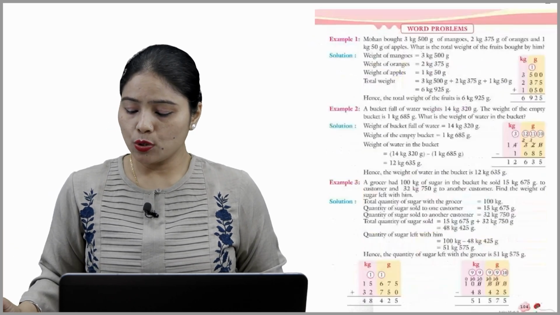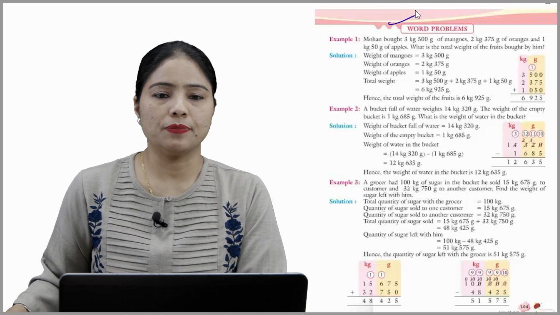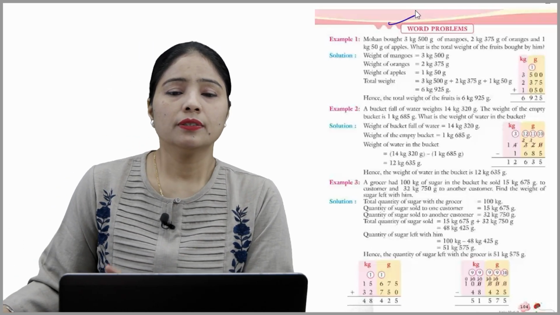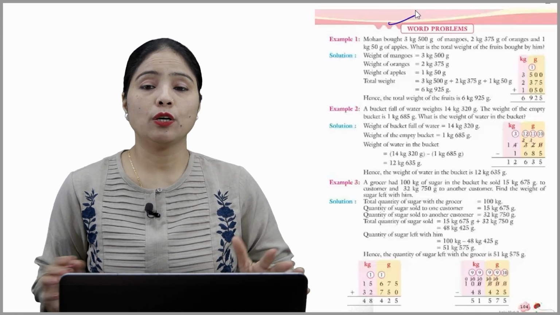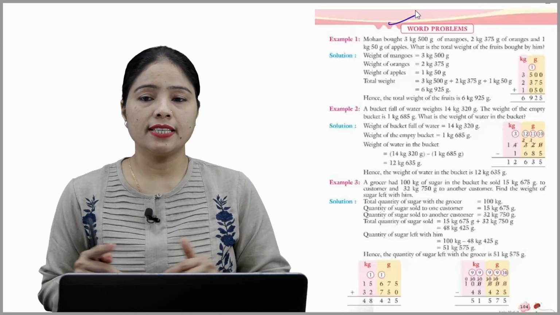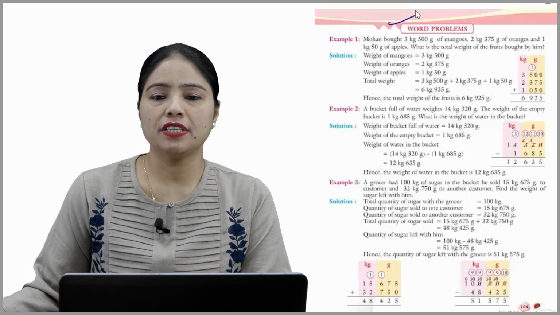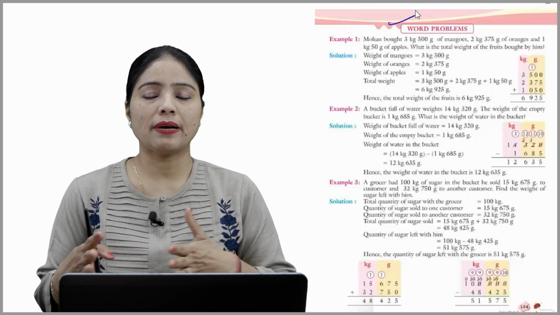So these are the other questions, you have to complete them on your own. Okay, so now move on to word problems. Example number 1. Mohan bought 3 kg 500 gram of mangoes, 2 kg 375 gram of oranges and 1 kg 50 gram of apples. What is the total weight of the fruits bought by him?